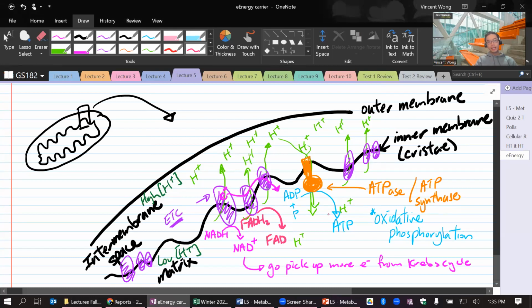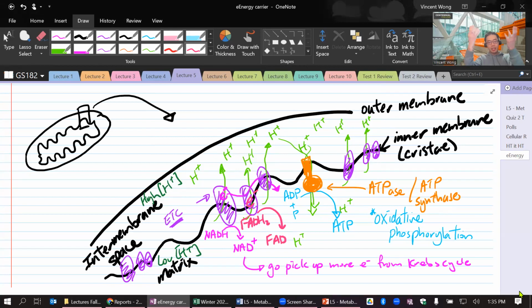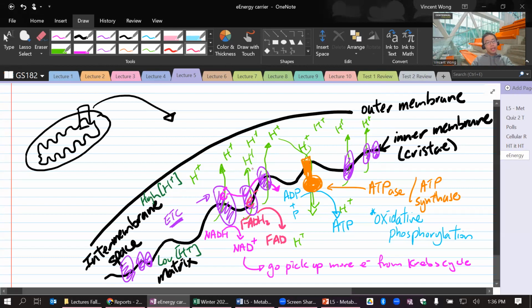The only difference is the FADH2 will deposit the electron at a lower point on the ETC, not the first protein, but the second protein. Okay, so it's not going to be able to pump as many H+ over, and therefore it's only capable of creating 2 ATPs as opposed to 3 ATPs for NADH.